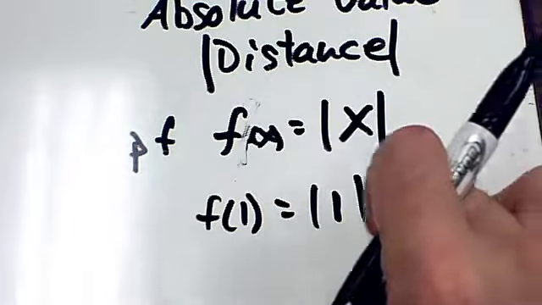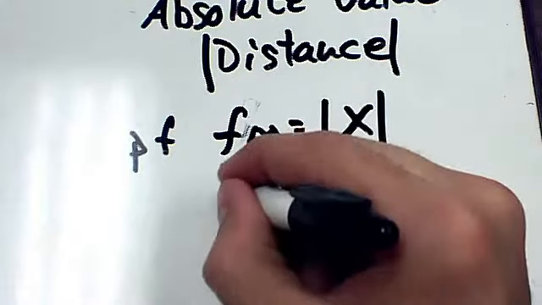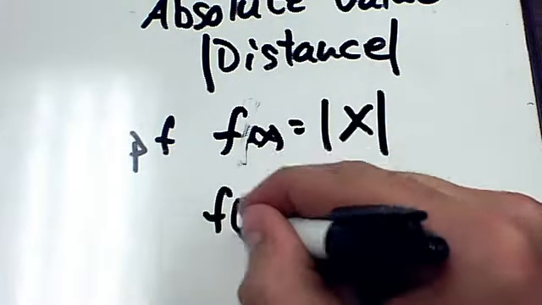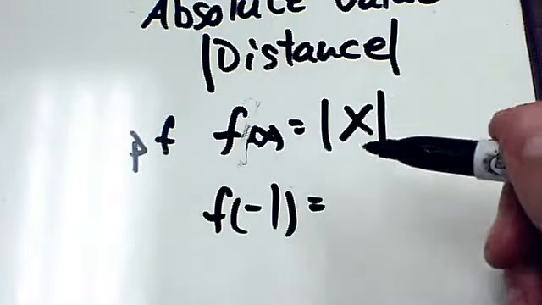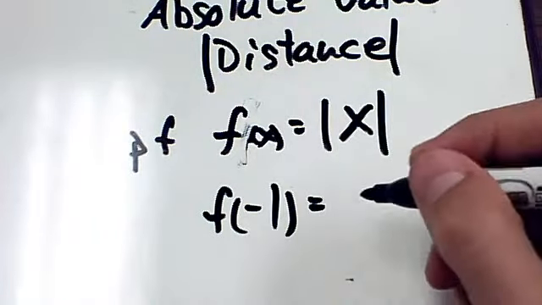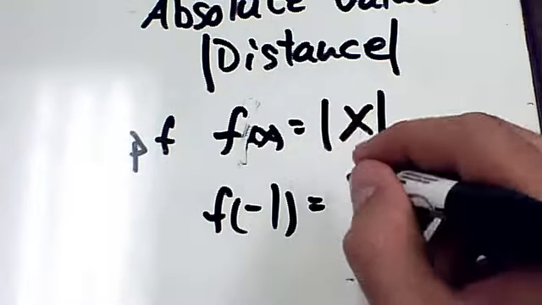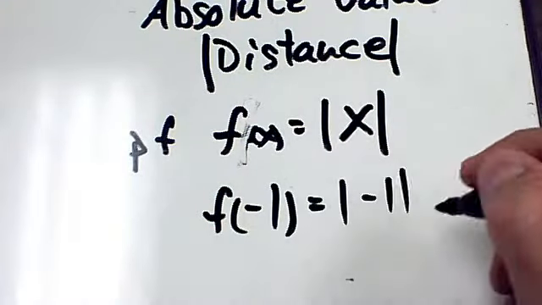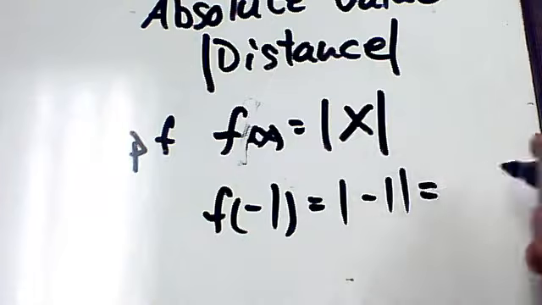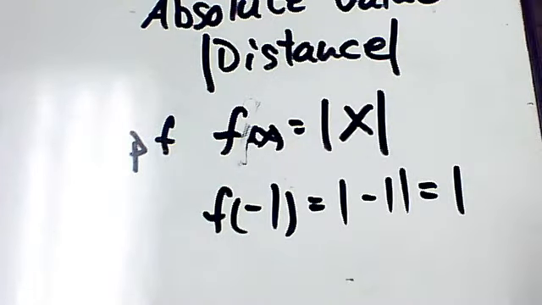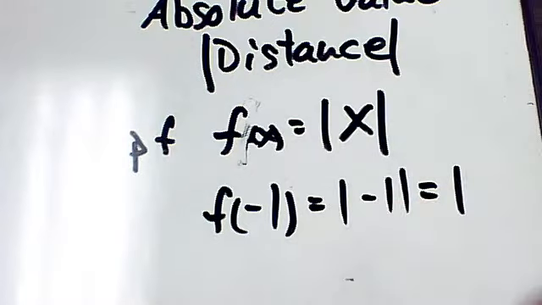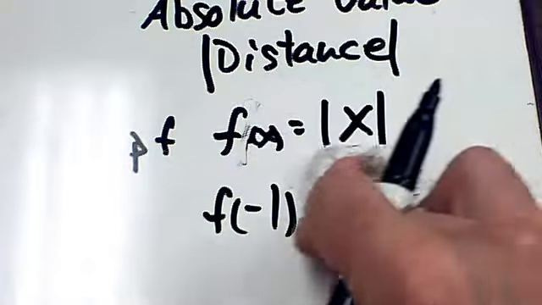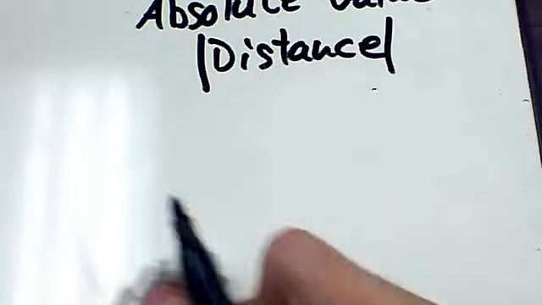All right? Let's say you were to travel f of negative 1, which means the negative direction of 1 mile. So maybe you went to the left instead of to the right. Well, your distance would be the absolute value of negative 1, which is positive 1, or you traveled 1 mile in the negative direction. Okay?